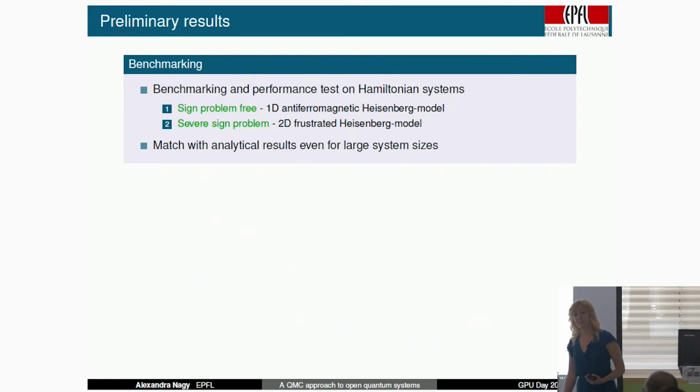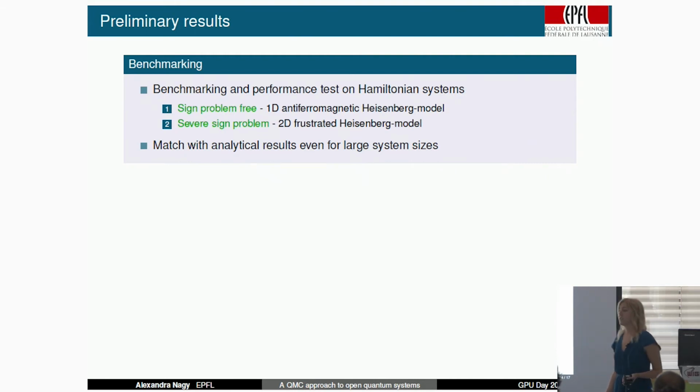After I implemented this code for Hamiltonian systems, we wanted to do some benchmarking. For this, we chose a problem without and one with the sign problem. The problem which is sign problem free is very easy, the one-dimensional antiferromagnetic Heisenberg model. We know the solution since 1930 by Bethe, and we found a very accurate match with the analytical results.